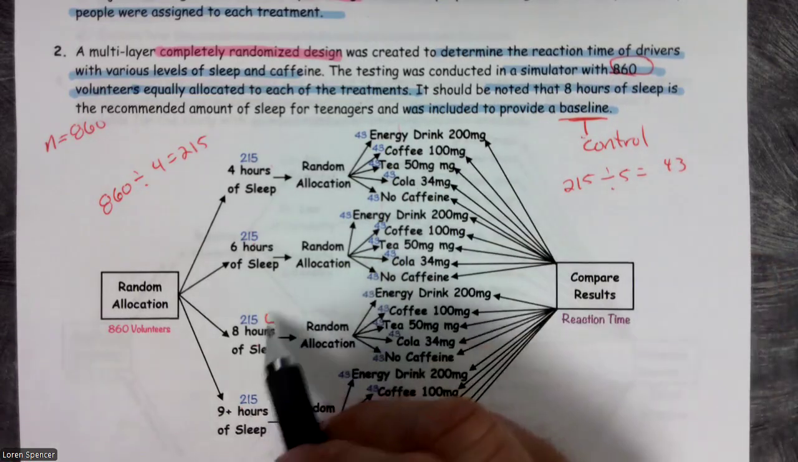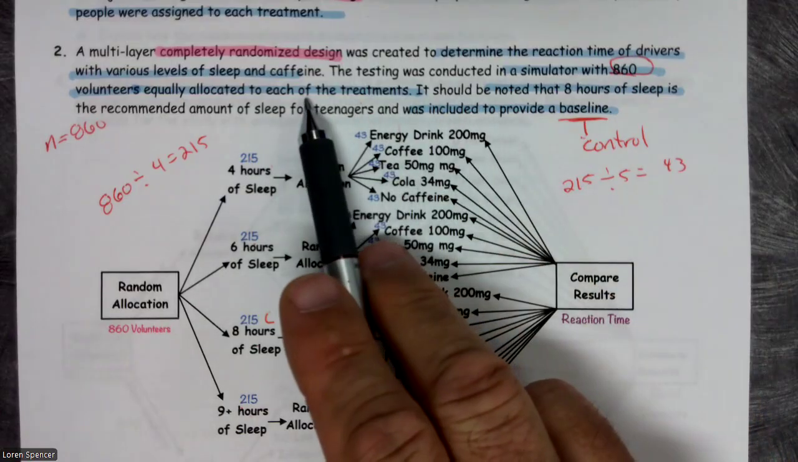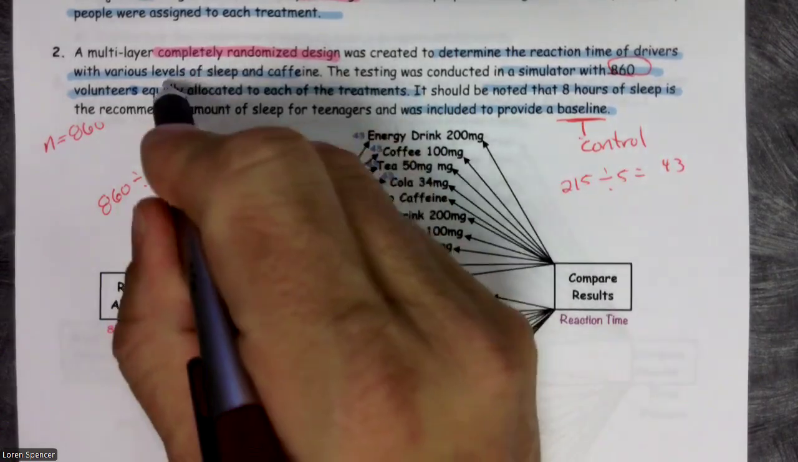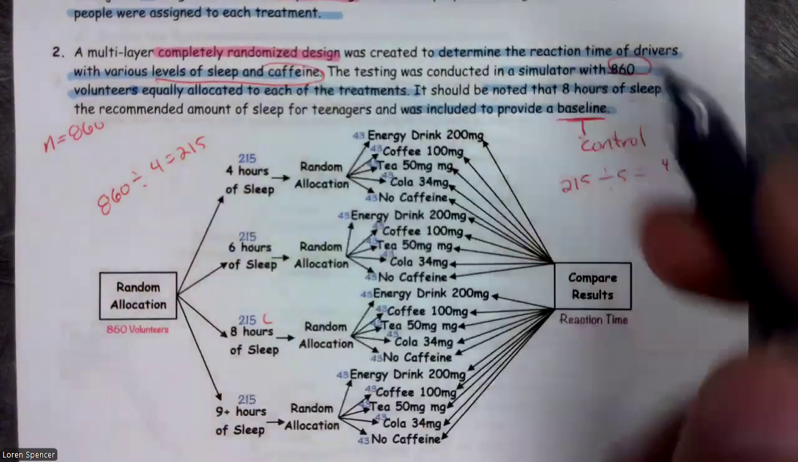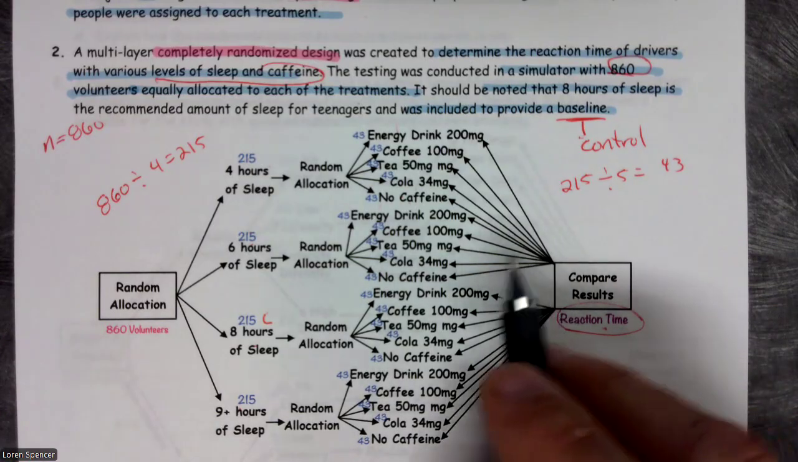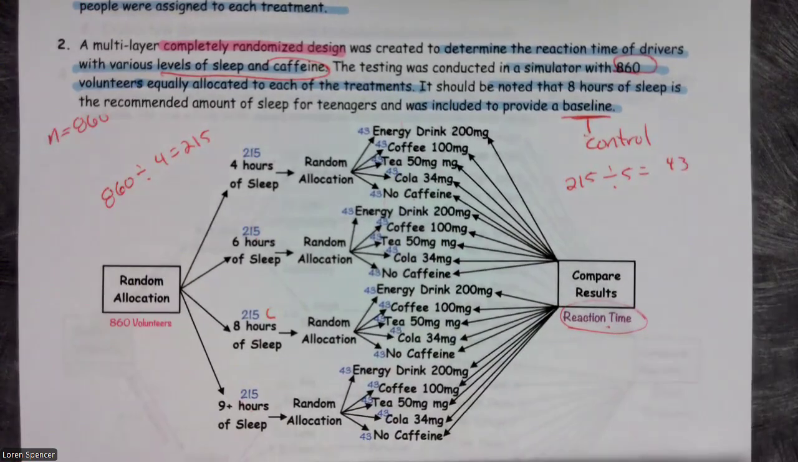So this is the control group, and what we're concerned about is how much reaction time there is with various levels of sleep and caffeine. So we cared about reaction time. So that's the result we're comparing at the end. And so let's see what the first question asks us to do. Which treatment is the control group?